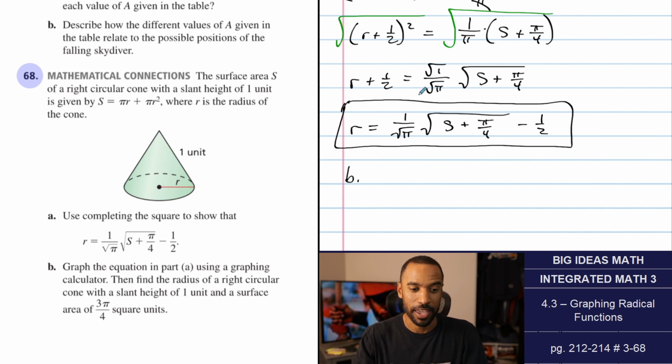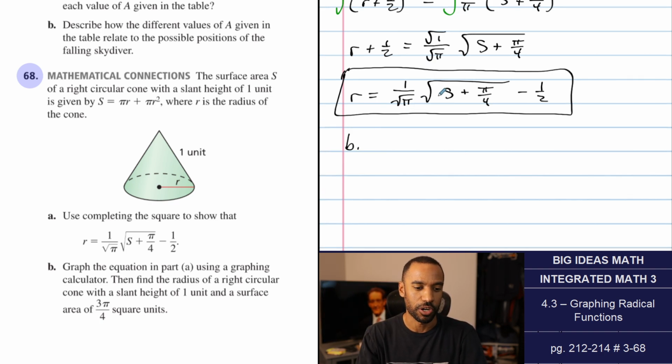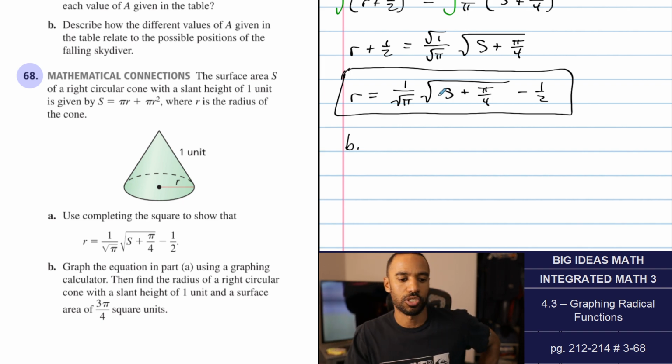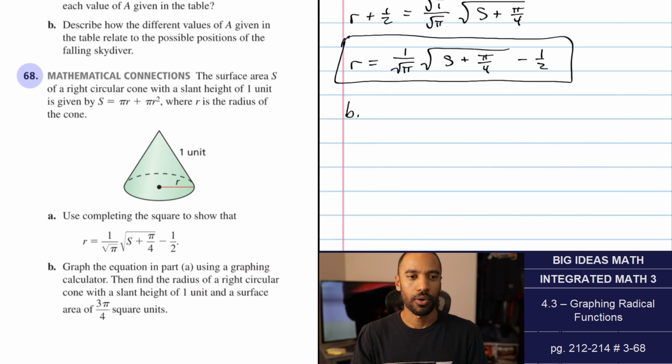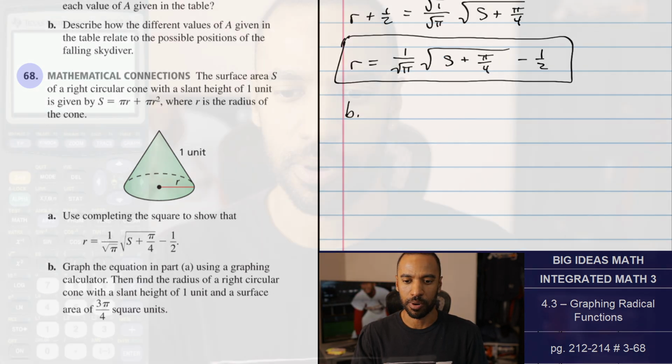I doubt we're supposed to do that by hand. Graph the equation from part A using a graphing calculator, then find the radius of a right circular cone with a slant height of 1 and a surface area of 3 pi over 4 square units. Okay, so we'll go to the graphing calculator for the last part on B.